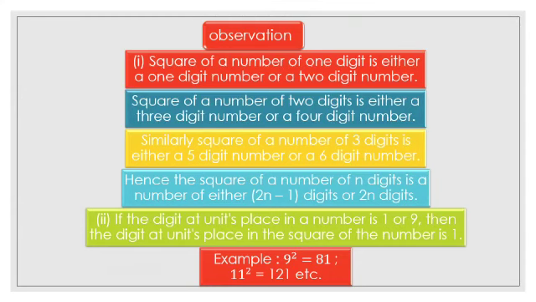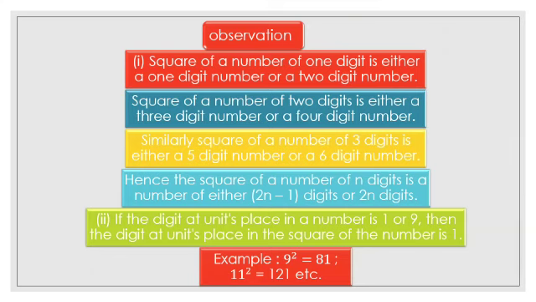Now we are going to observe the square table. In this we observe that the square of a one digit number is either a one digit number or a two digit number. The square of a two digit number is either a three digit number or a four digit number. Similarly, the square of a three digit number is either a five digit number or a six digit number. Hence, the square of an n digit number is a number of either 2n minus 1 digits or 2n digits.